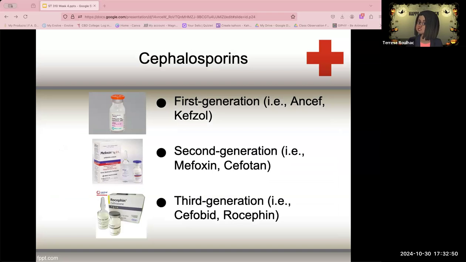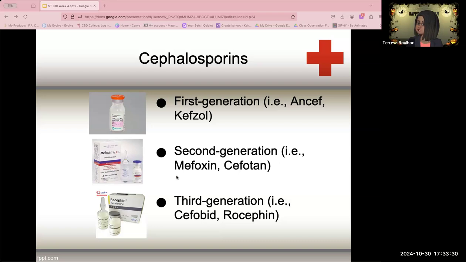We look at cephalosporins. These are a class of antibiotics that are structurally and functionally similar to penicillin. They are commonly used in our settings to prevent and treat infections because they are broad spectrum. We have our first generation, Ancef, Kefzol. We use Ancef a lot, primarily effective against many gram-positive bacteria and some gram-negative organisms as well, often used for surgical prophylaxis due to their ability to fight against skin flora.